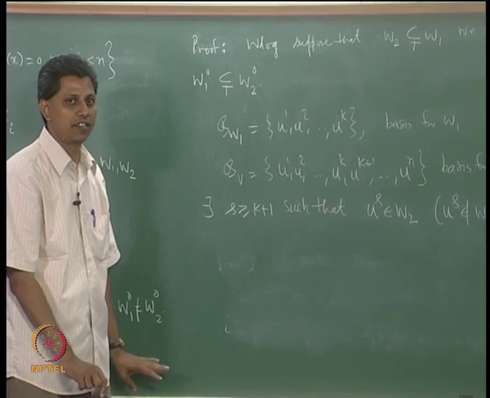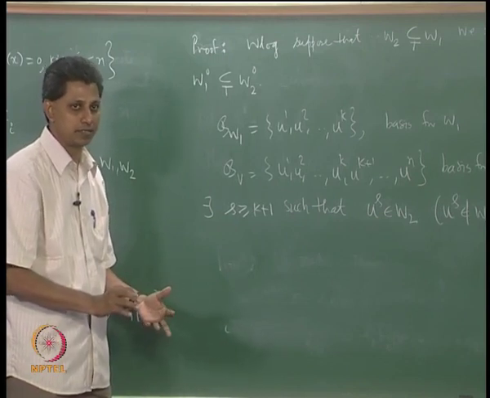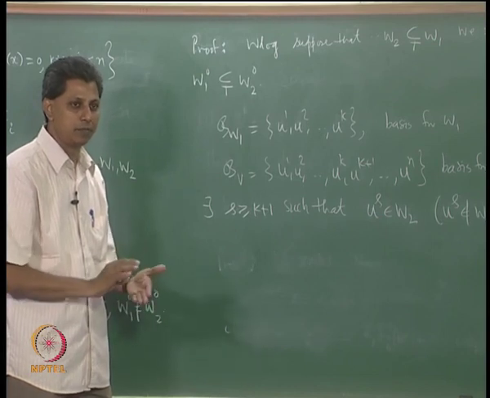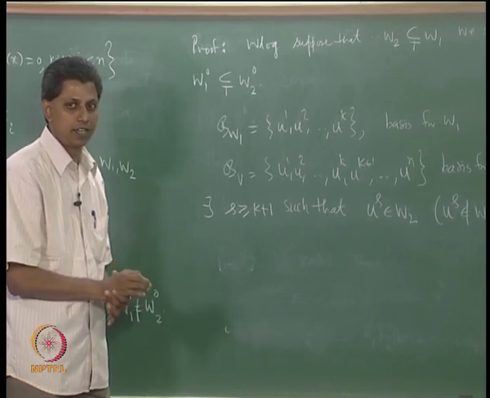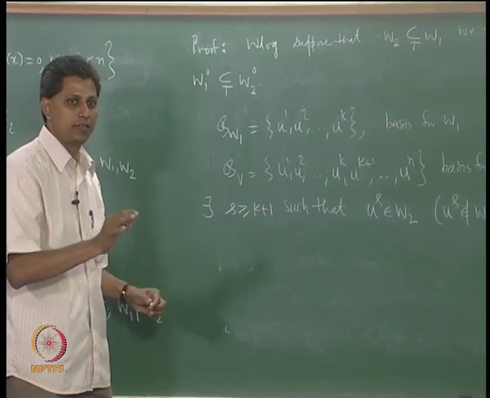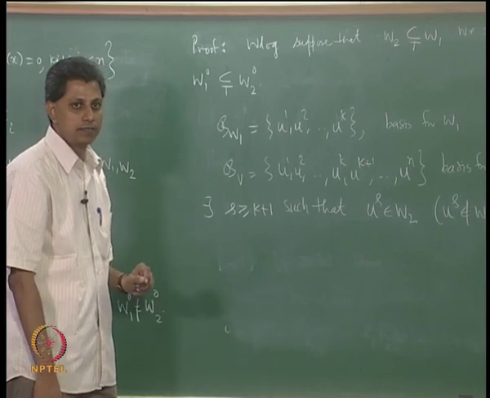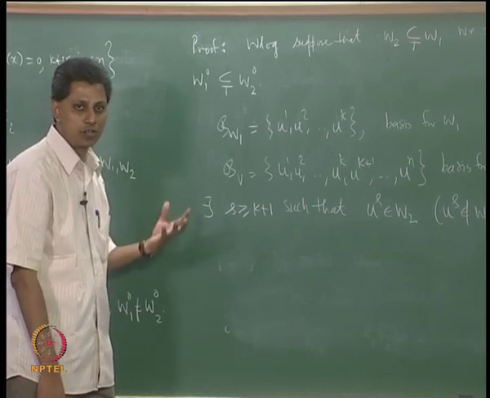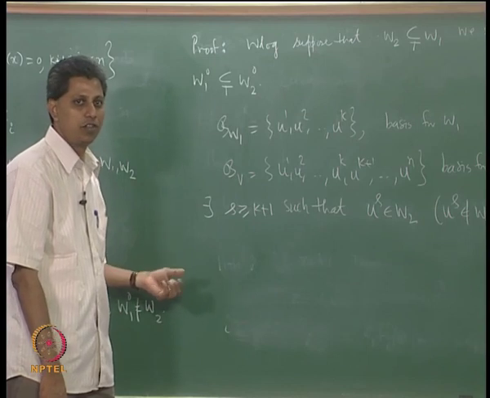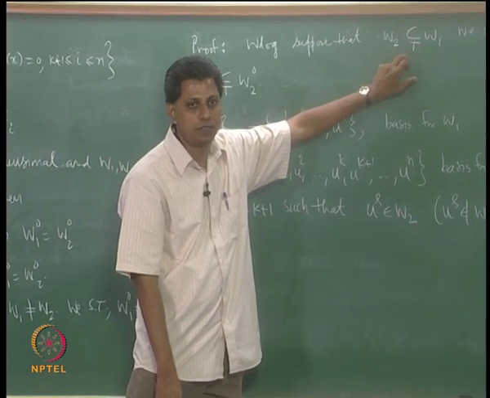W2 is not contained in W1. W1 has U1, U2, etc., UK as a basis. So anything in W1 is spanned by these vectors. Now you take US where S is not 1 to K. So S is greater than or equal to K plus 1. If all of these vectors belong to W1, then W1 is the whole of V, in which case this cannot happen.